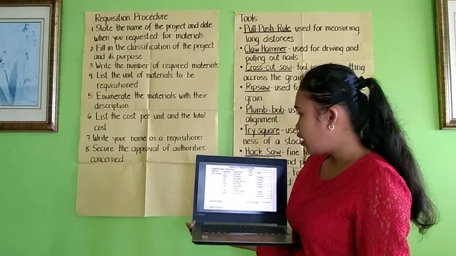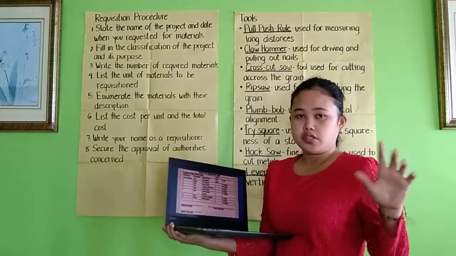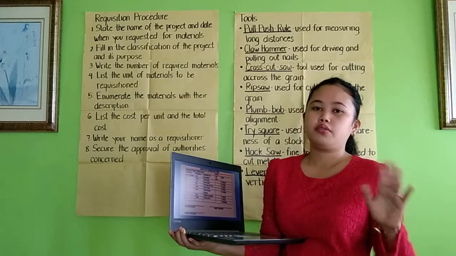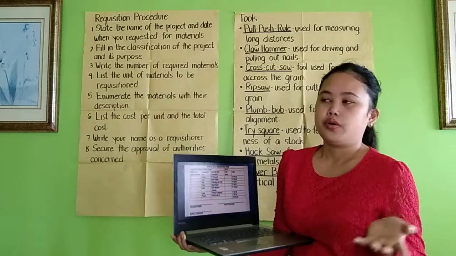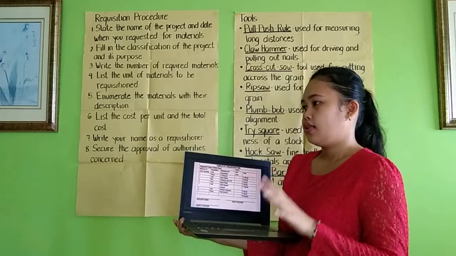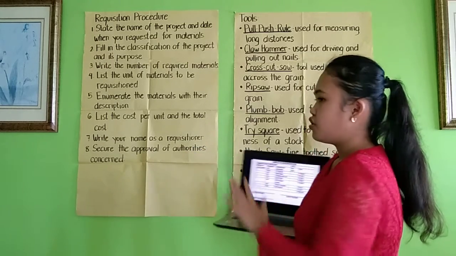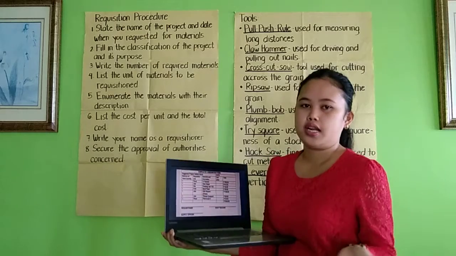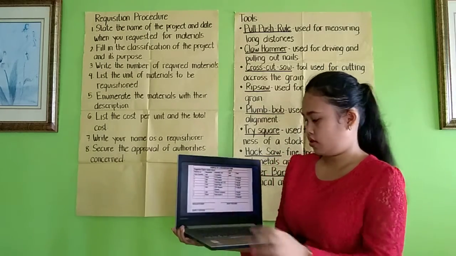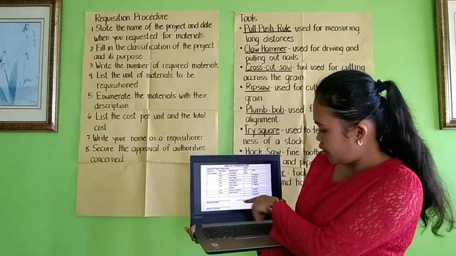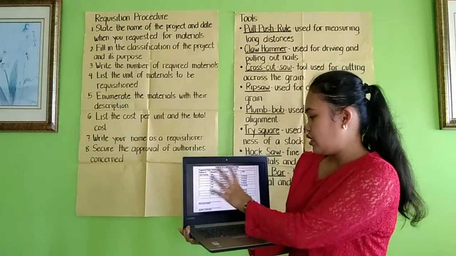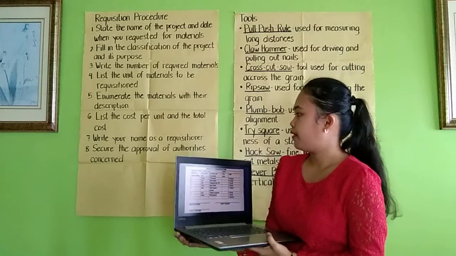And secure the approval of authorities concerned. So you have to secure the approval, because if not, then you are not able to borrow or request something. It is very important that these authorities concerned should approve your request. This comes with the supply officer and shop teacher. So you have to let them know that these are the things you are to borrow.